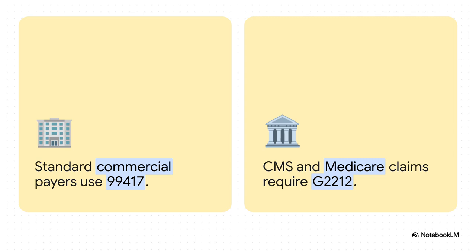So the crucial point here is knowing exactly which add-on code to use, because they are different. CPT code 99417 is your standard go-to add-on code for commercial payers. But if you're dealing with Medicare or CMS claims, you have to use the specific HCPCS code G2212. The exam absolutely loves testing to see if you know the difference between standard CPT rules and these Medicare-specific G codes, so you really want to keep this distinction sharp.